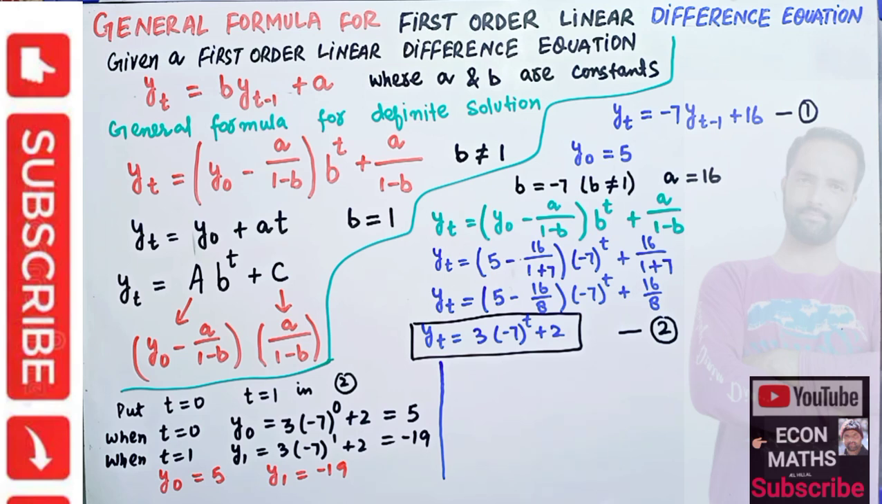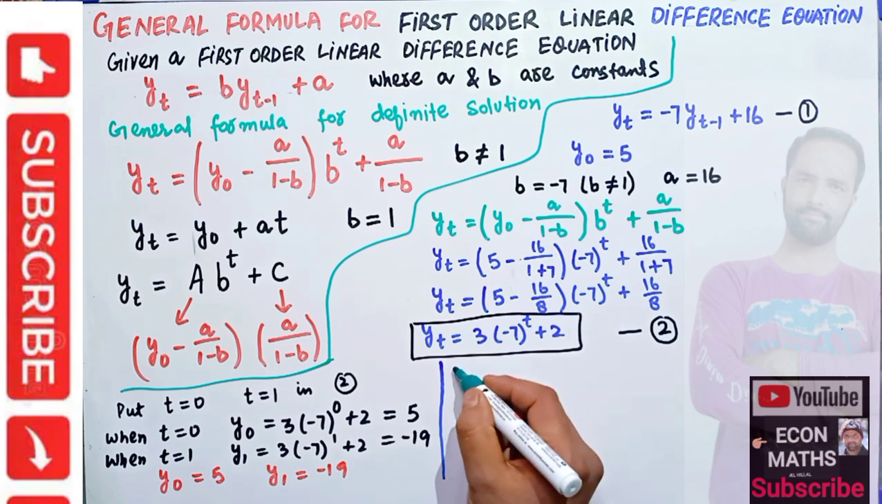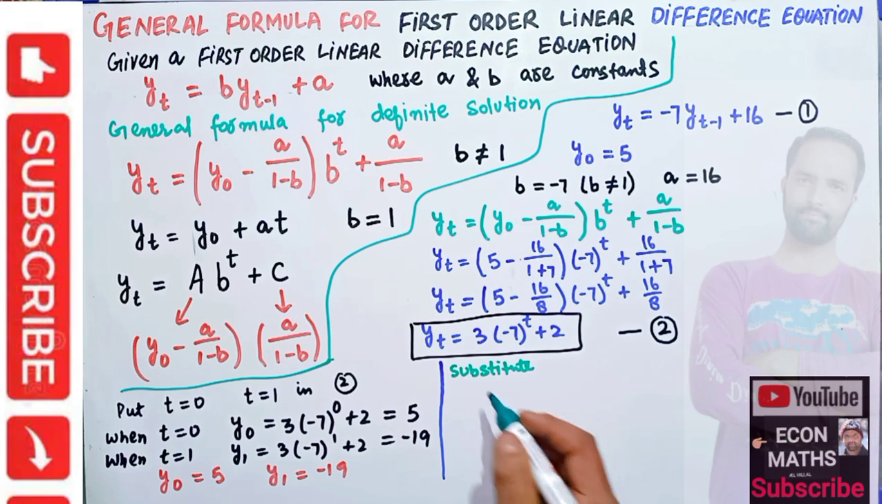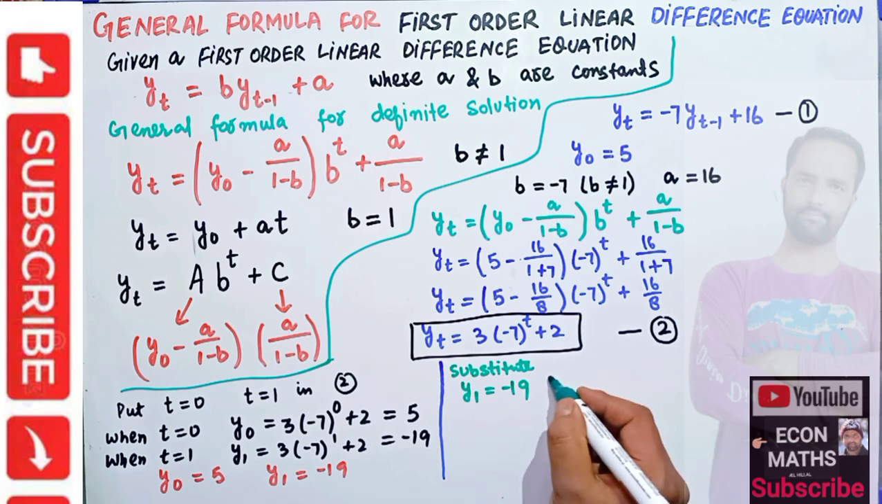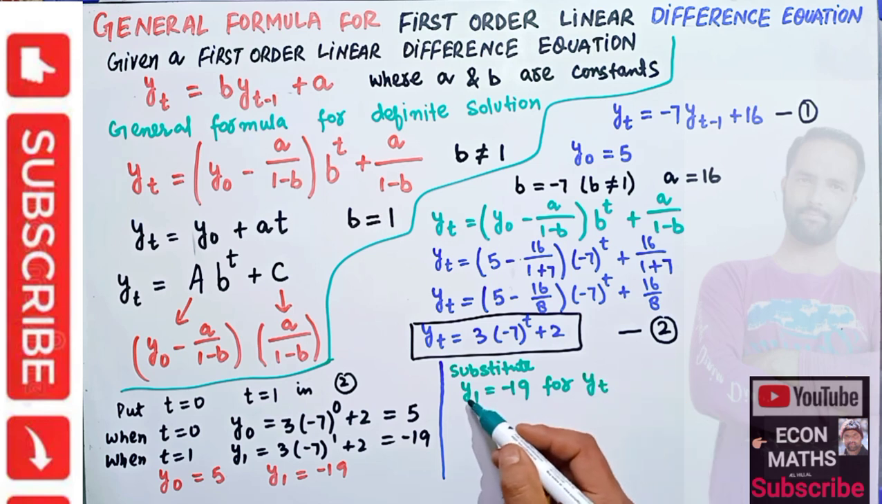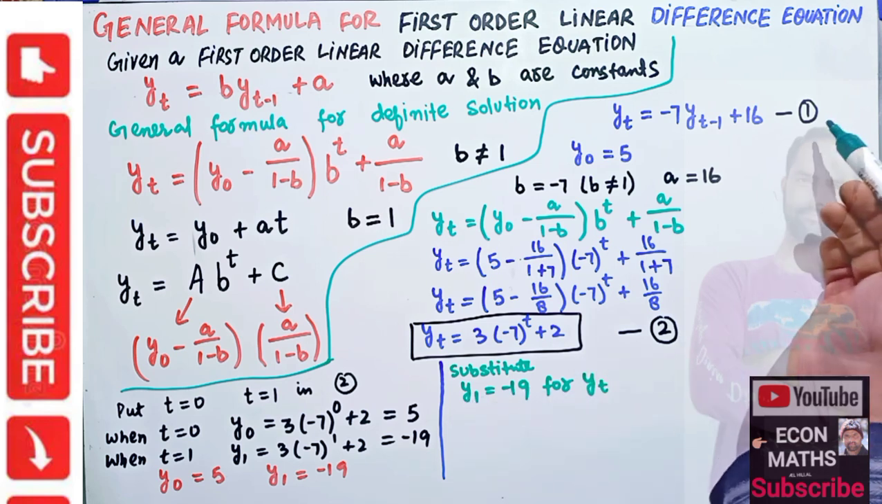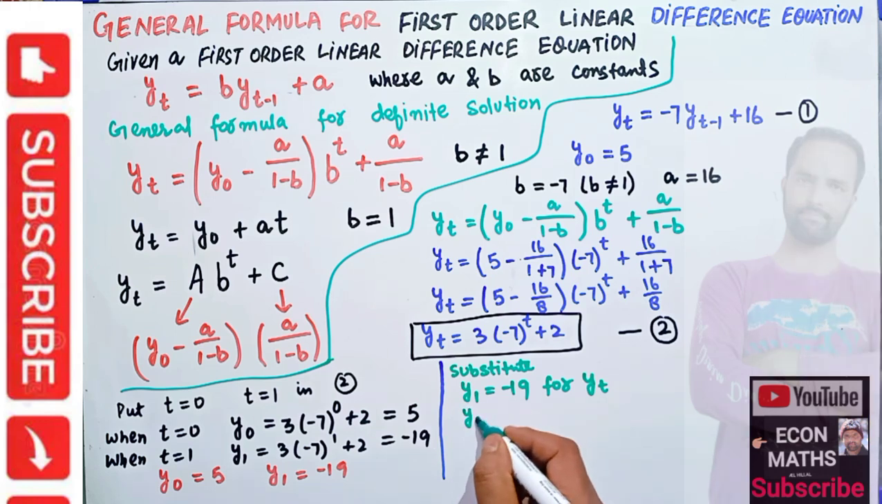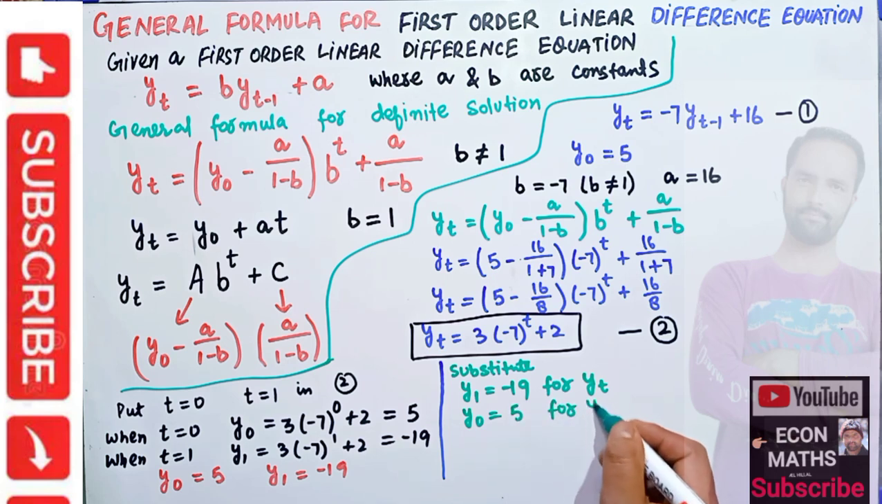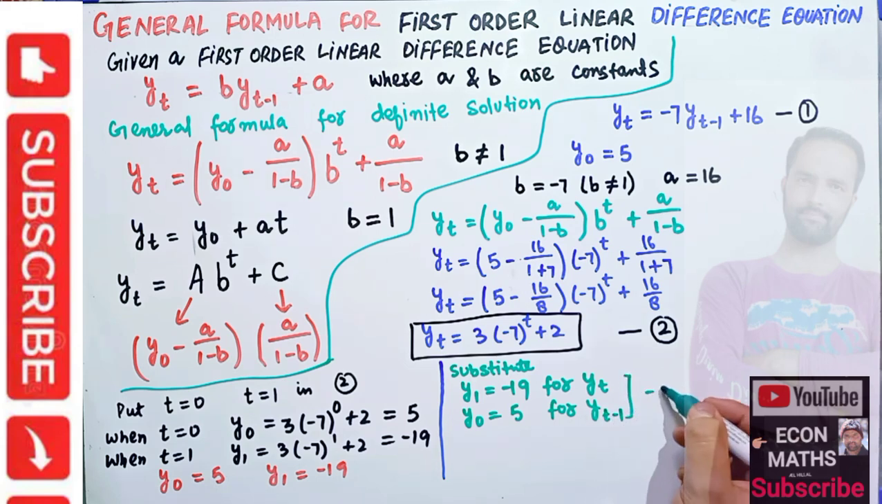Now after that, we simply substitute. We put y1 is equal to minus 19 for yt in equation first, and y naught, which we got here as 5, for y t minus 1 here. T minus 1 we put into equation first.